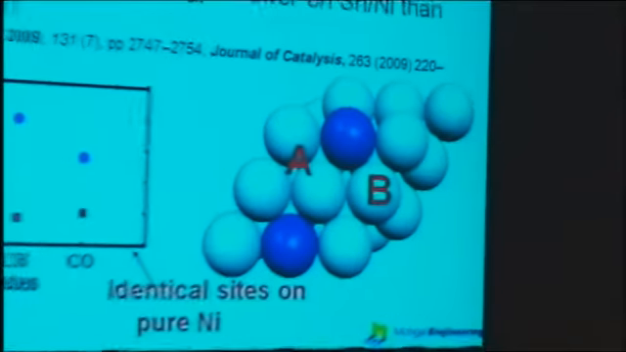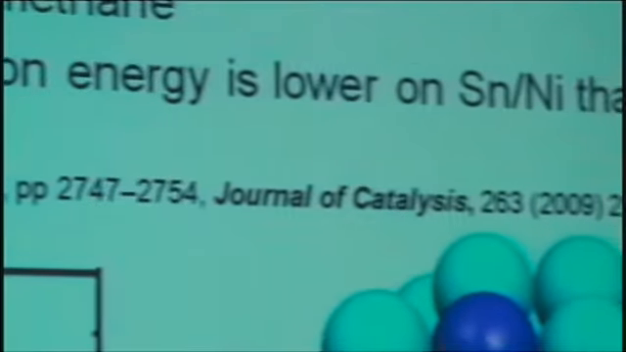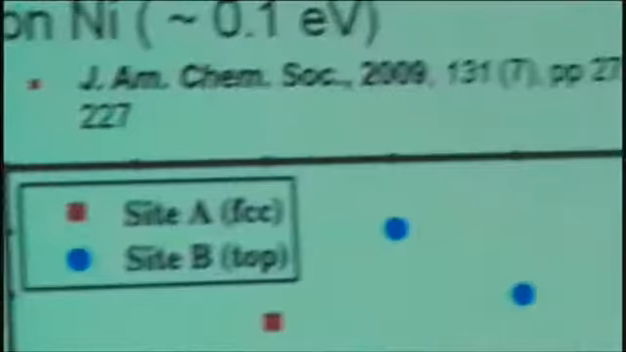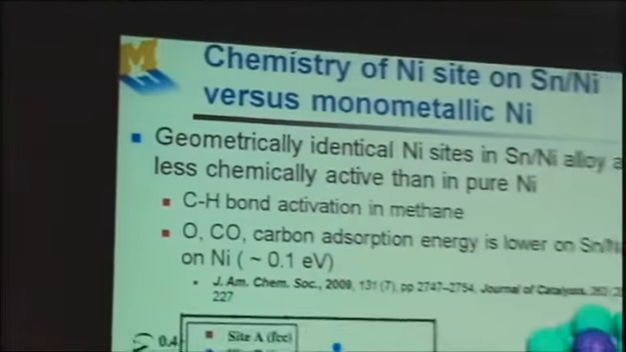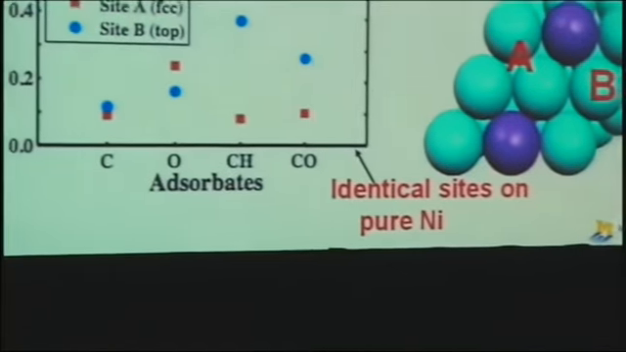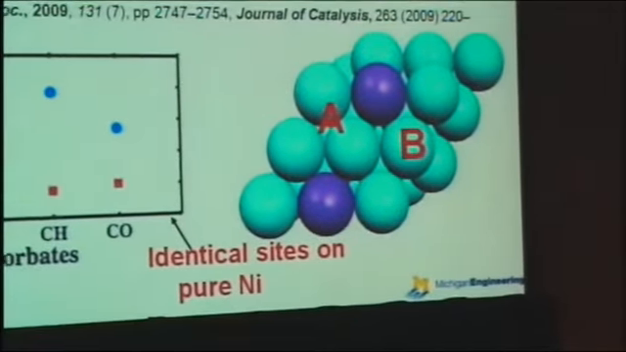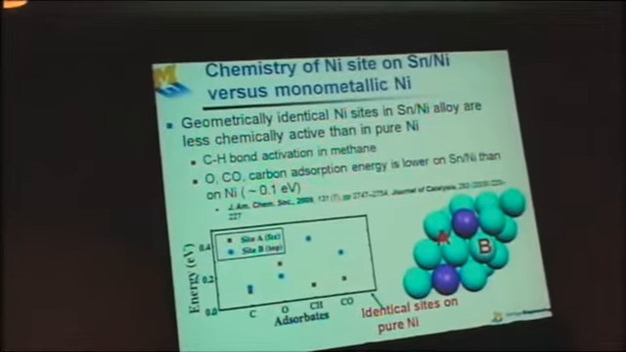So I'm going to first start by really showing you just a couple experimental observations that we made and published in a couple of different articles where we demonstrated that geometrically identical sites on pure nickel particles and on tin nickel particles behave significantly different. So if we create tin nickel surface alloy, we find that nickel sites in tin nickel surface alloy are chemically less active than nickel sites in pure monometallic nickel material. We have established it for the activation of CH bonds in methane. We have also shown that the adsorption energy of various adsorbates is lower in these nickel sites of the alloy as compared to the same nickel sites of the pure monometallic nickel.